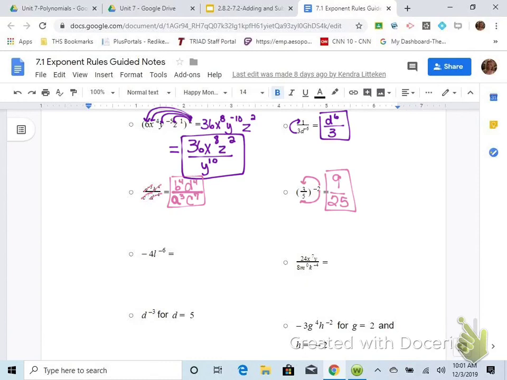Okay, Ben, I love how you're participating, but you cannot answer anymore at this point. Here's the thing. If you guys don't participate, I have no idea if you're comprehending this or not. And then when we get to the end of the unit, I have no idea if you get it or not. Okay? So, we're looking at negative 4L to the negative 6 power.